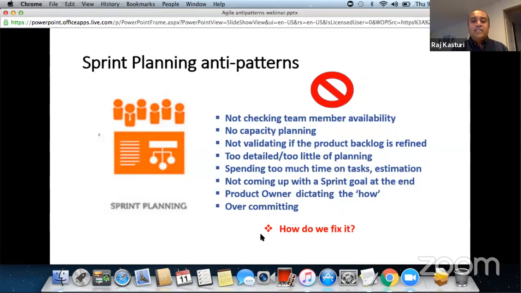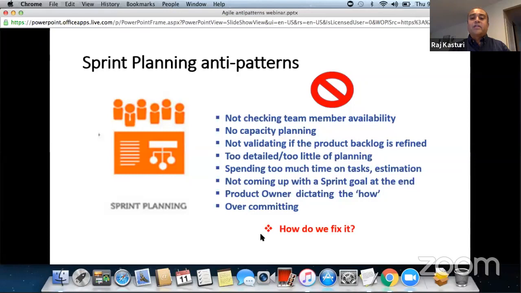So getting too detailed with estimates, getting too detailed on the tasks, that's not really important. A lot of people tend to say, oh, this is the number of hours that we need to spend on this particular story. Or if you're using story points, you're saying that this is an 8 or a 13. And people get hung up on those things. That is really not important.